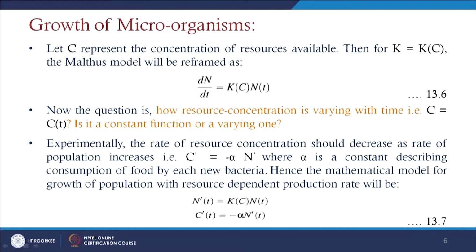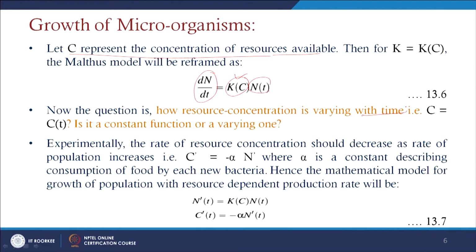Let C represent the concentration of resources available, and suppose k is a function of C, the resources available. Then the Malthus model can be reframed: since k is a function of C, the concentration level of food or resources, the change of population level depends directly on k of C, multiplied by the total population size. Now, the question is how resource concentration varies with time.